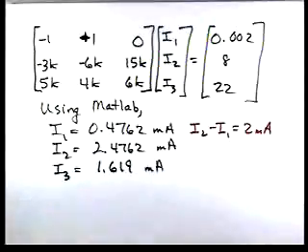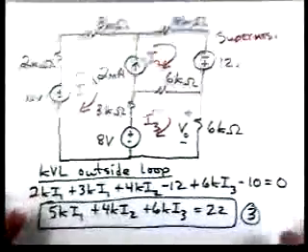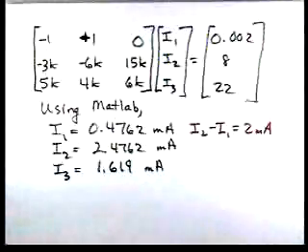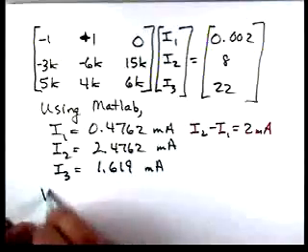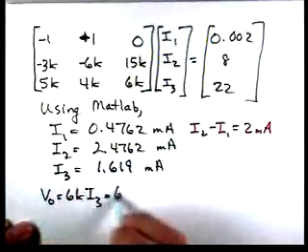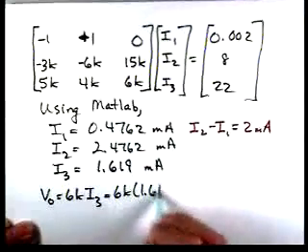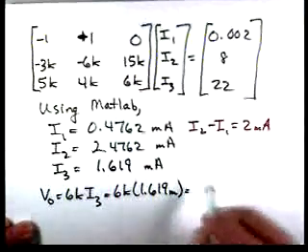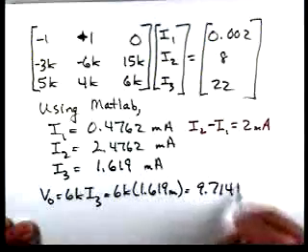And if we look back at our circuit, we can certainly see that V0 is 6K times I3. And it's 9.714 volts.